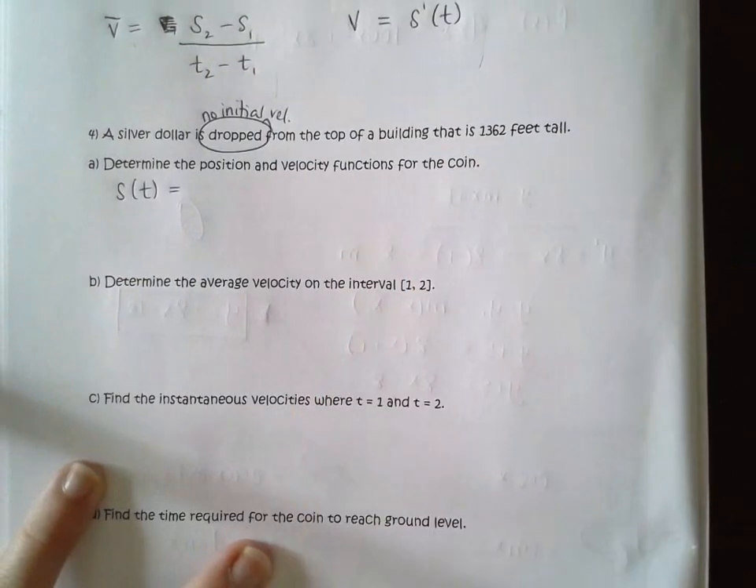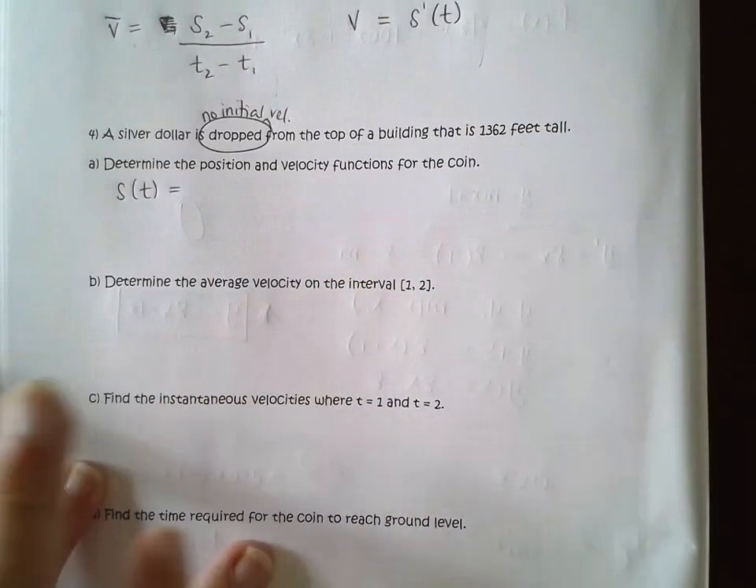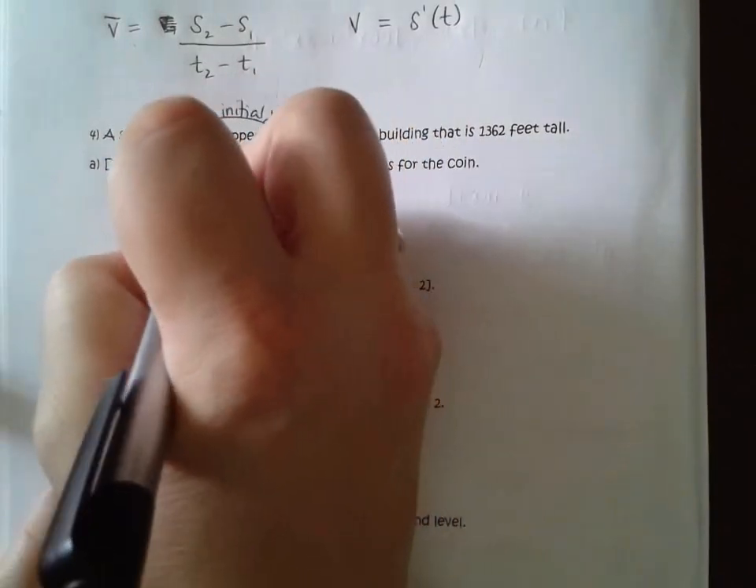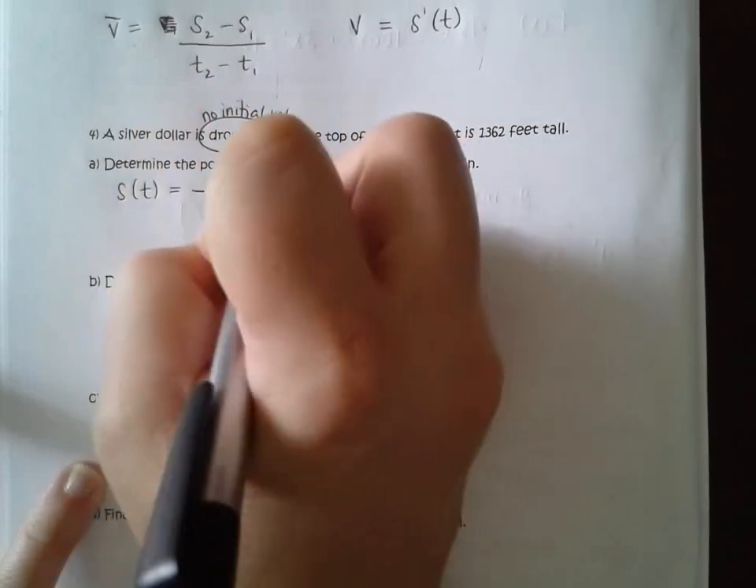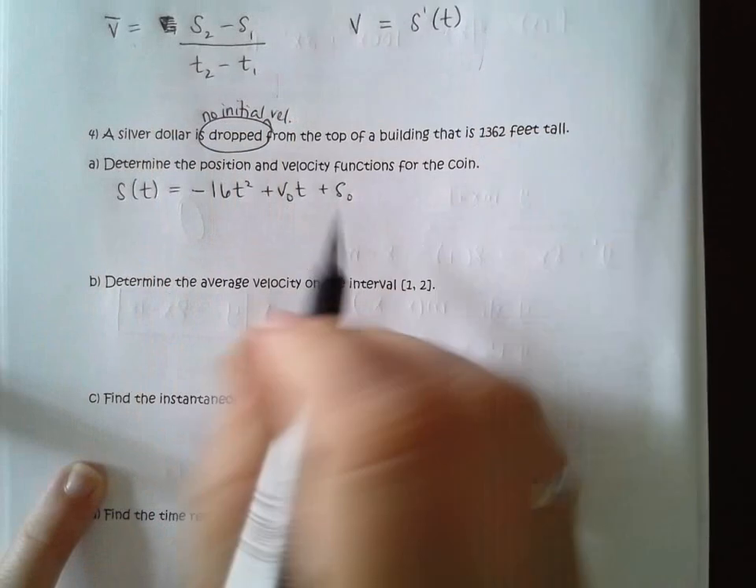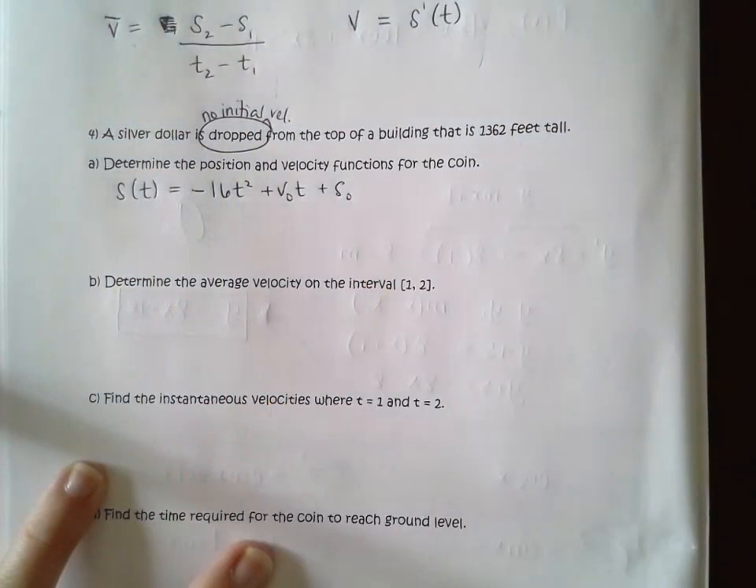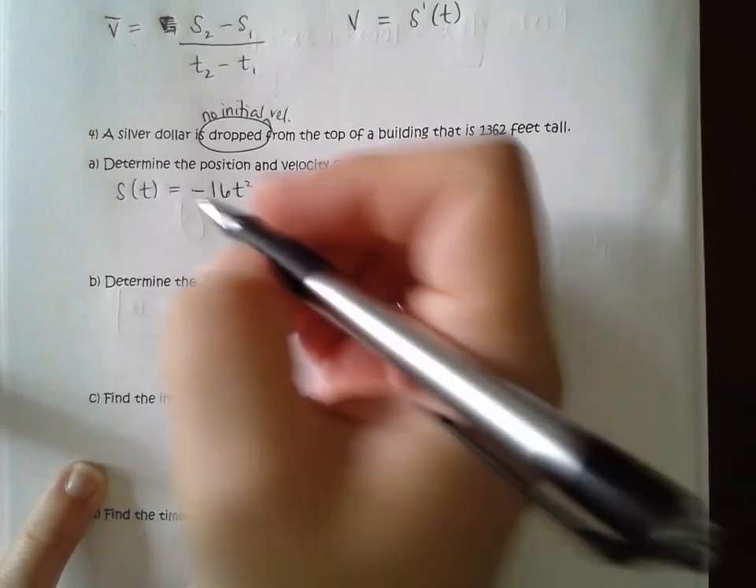Determine the position function. The position function is always of the form, now since this is feet, we have to remember acceleration due to gravity in feet is negative 32 feet per second squared. So that will lead us, and I'll explain why in later chapters, to this formula. V naught and S naught are initial velocity and initial displacement, initial distance, initial height, if you will.